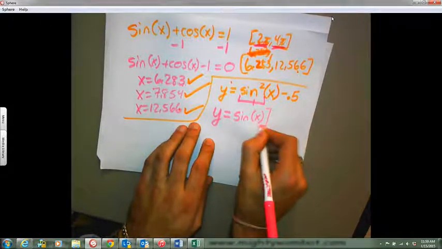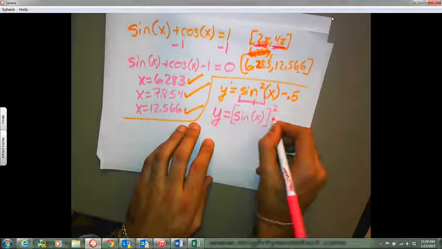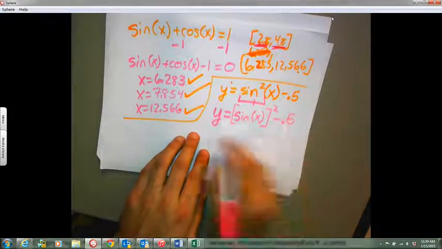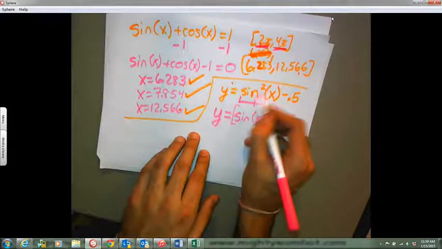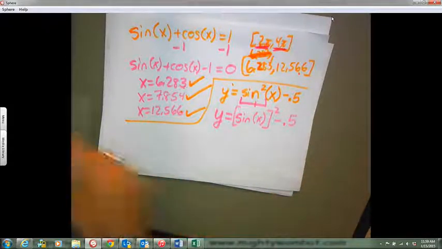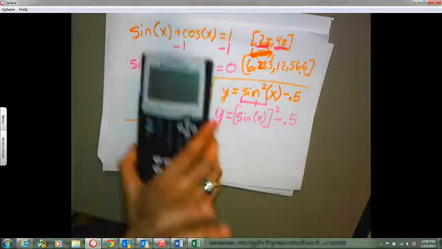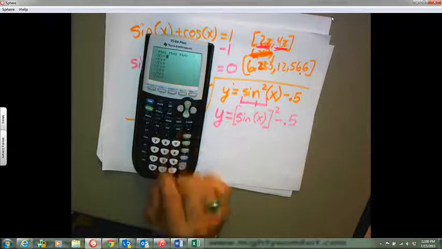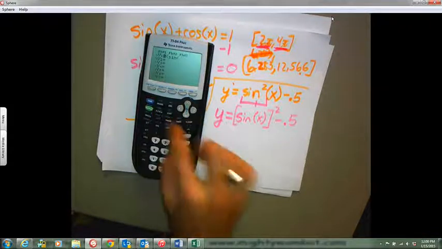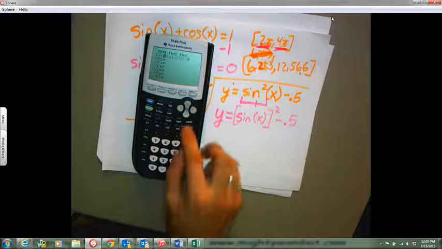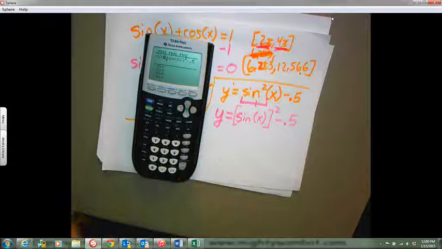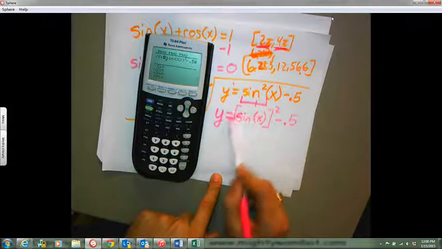Remember, brackets are the exact same as parentheses. These two are the exact same. You will have to plug in the pink because the calculator doesn't have a button for the orange. That's the key. So you need to plug in the pink. So how does that look when you plug it in? Well, you go to y equals, big parentheses to start, and put in sine of x. Then click squared. And then, of course, minus 0.5. So you have sine of x, get that number, square it, then minus 0.5.